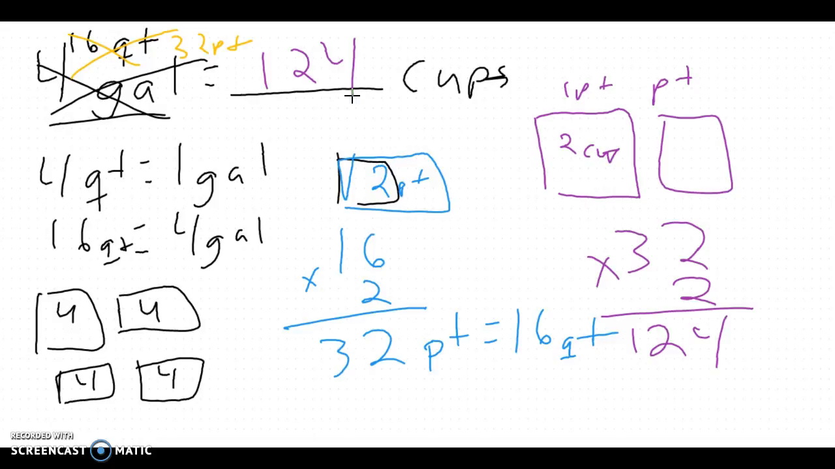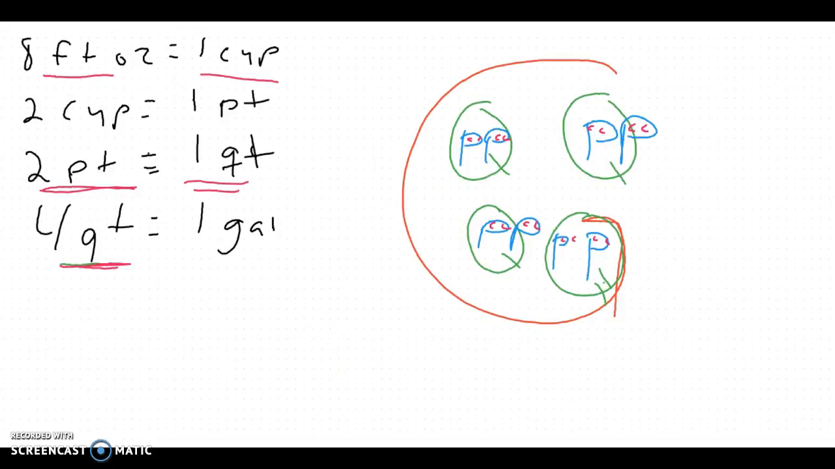If you get stuck while working today, go back and look at your conversion chart. It might help you to draw a picture of a gallon and put how many quarts, how many pints, how many cups, and if you have room, how many ounces are in each.